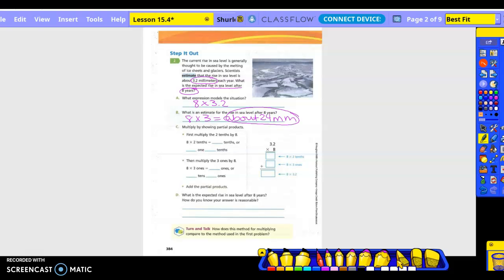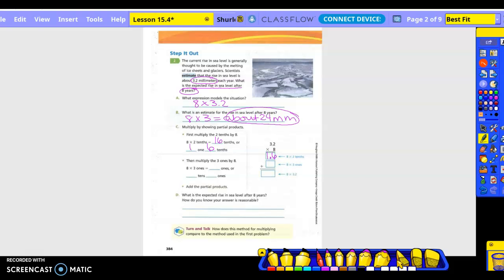Multiply by showing partial products. First, multiply the 2/10 by 8. So this is where we kind of do the distributive property, except we put them in different chunks, right? Okay, so what is 8 times 2/10? Well, 8 times 2 is 16, but then you have one decimal place, so it'd be 1.6, right? Okay, so then that gets us 16/10, or the 1 6/10, right?